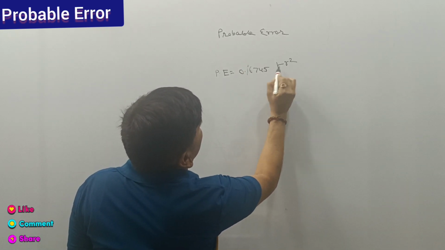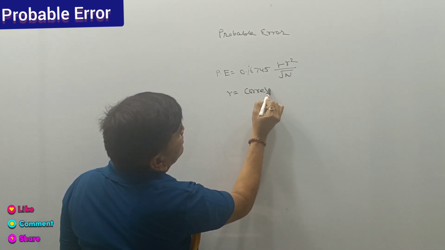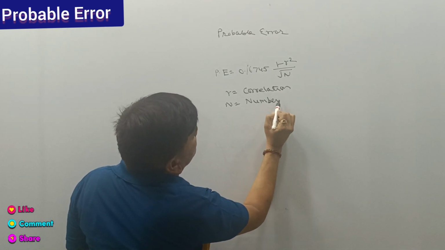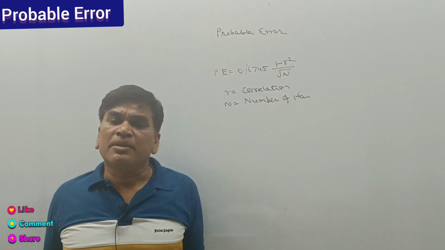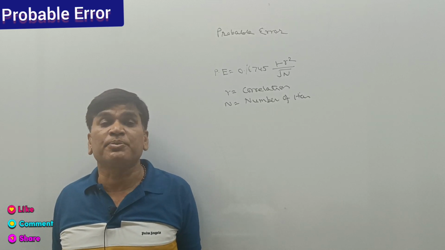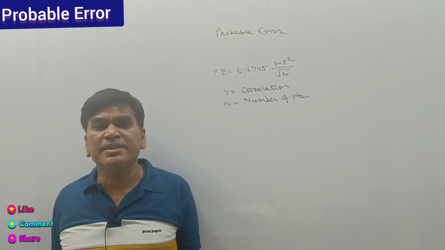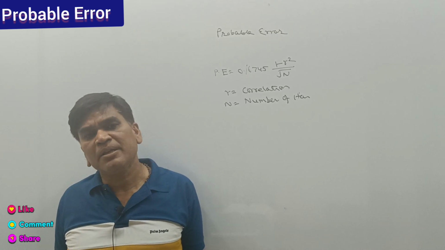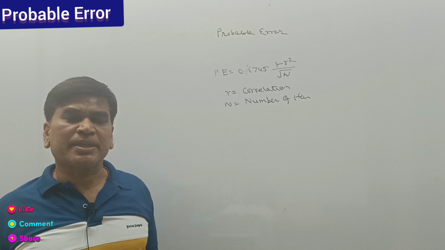0.6745 times (1 minus R square) divided by root N. Here R is the value of correlation, and N is equal to the number of items. So if we want to know which correlation is more significant, if two series are given, the value of correlation of the two series and the number of items are given, with the help of probable error we can discuss which has more significance.